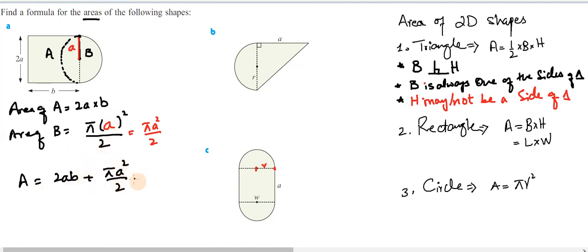Normally, we would like to present our answer as a single fraction. So we take the LCM of the denominators. We need to make both the denominators the same. So multiply and divide by 2 in the first fraction, and we get 4ab plus pi a squared over 2. That's the area of this compound shape.